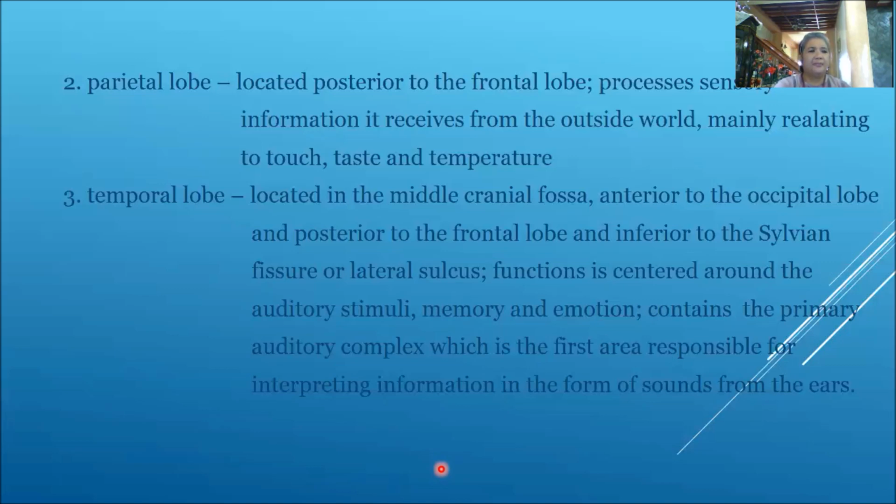Then you have the temporal lobe, which is located in the middle cranial fossa. This is anterior to the occipital lobe and posterior to the frontal lobe and inferior to the sylvian fissure or lateral sulcus. Its function is centered around auditory stimuli, memory, and emotion, and it contains the primary auditory complex, which is the first area responsible for interpreting information in the form of sounds from the ear.